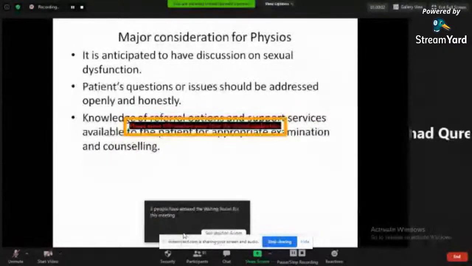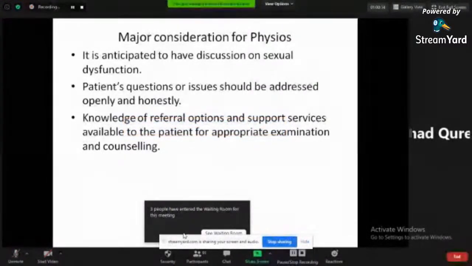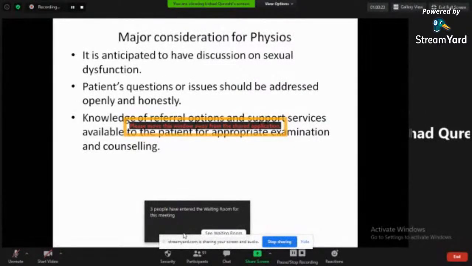The major consideration for physiotherapists is that it is anticipated to have discussion on sexual dysfunction. This is very common because you take care of your patient and the patient spends a lot of time with you. So after some time, there may be such a relationship where the patient feels comfortable to have a discussion on this topic. The patient's questions and issues should be addressed openly and honestly. I repeat, the patient's questions and issues should be addressed openly and honestly. You should know the referral system or options or supportive services available to the patient for appropriate examination and counseling. You need to have a preparation for this.